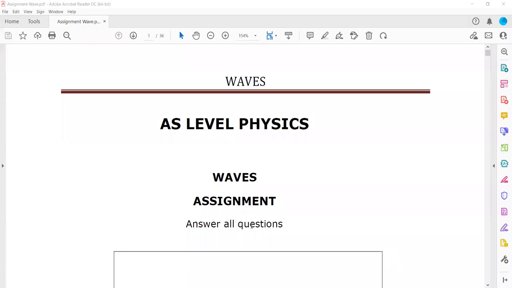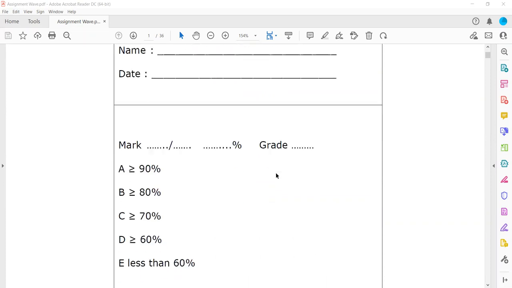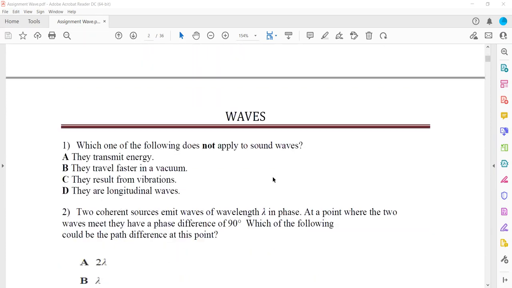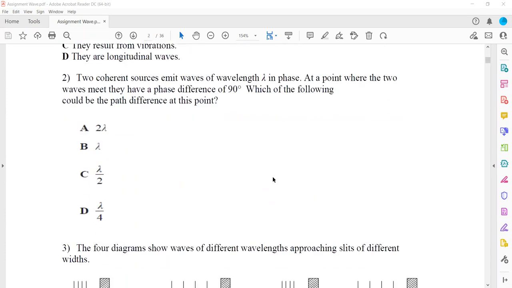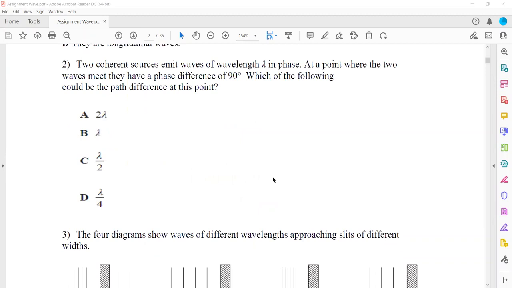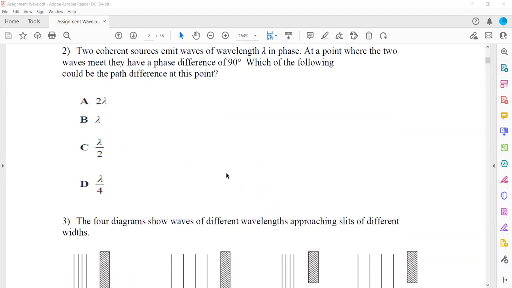In this session, we will discuss questions related to diffraction and interference. In the question, they mention two coherent sources emit a wave of wavelength lambda, which is in phase. At a point where the two waves meet, the phase difference is 90 degrees. Which of the following could be a path difference?